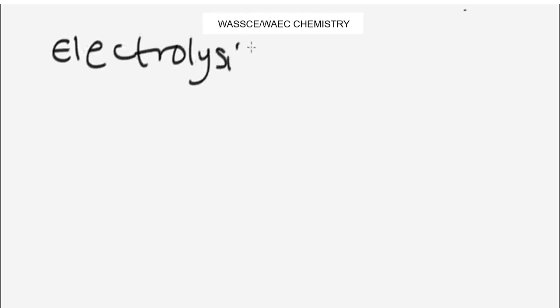We are looking at electrolysis of aqueous solutions.